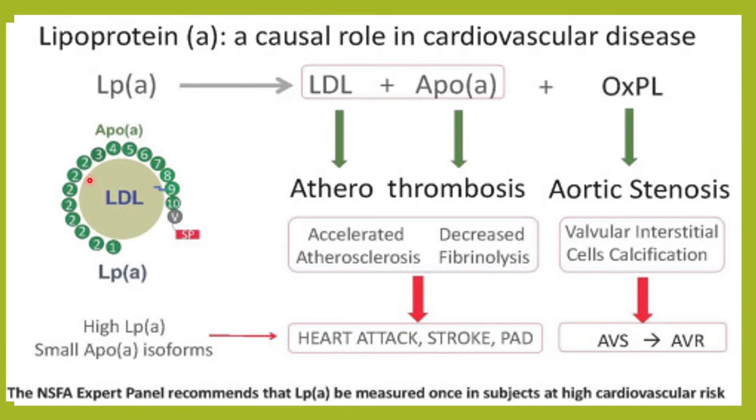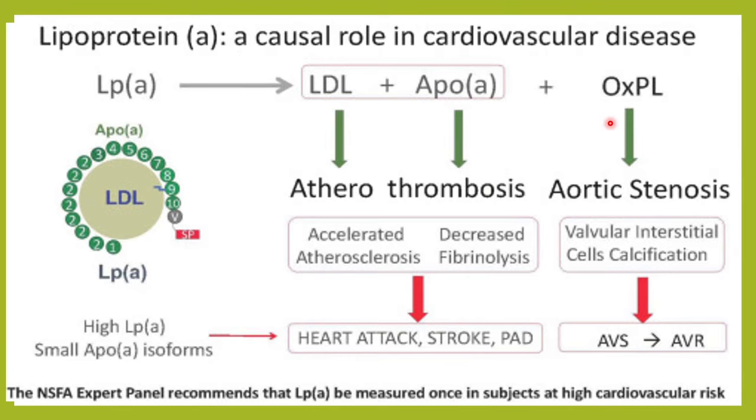By itself, not along with LDL, it can be an independent risk factor for your heart disease. How? See, it is basically your LDL. It has a phospholipid structure, along with B100, that makes it LDL, plus the ApoA component. So what happens? It has a tendency to cause accelerated atherosclerosis and also decreased fibrinolysis, and because of this there are increased chances of forming clots. So there is heart attack, stroke, peripheral vascular diseases, etc.